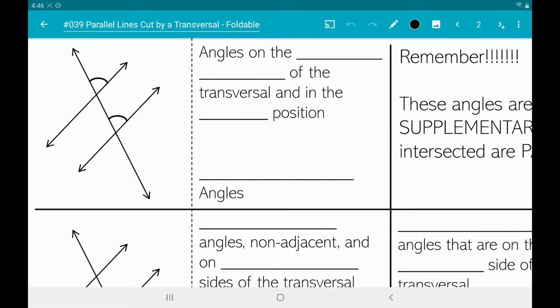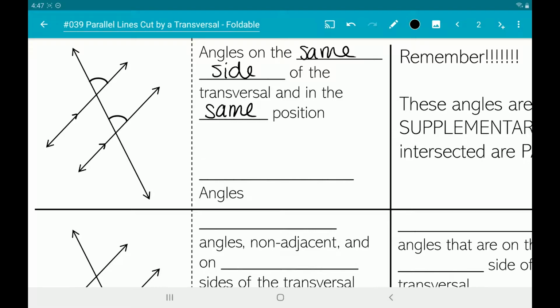So, first off, we can see these angles are corresponding angles, okay? So these are angles that are on the same side of the transversal, and in the same position. We've already talked about that. However, these lines, as you can see, are parallel, okay? So draw the little arrows to show it if you want. I did not, but these are parallel lines, okay?